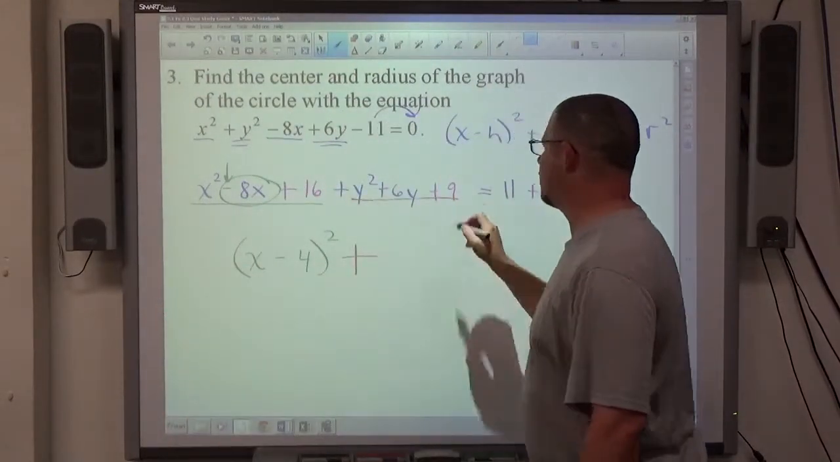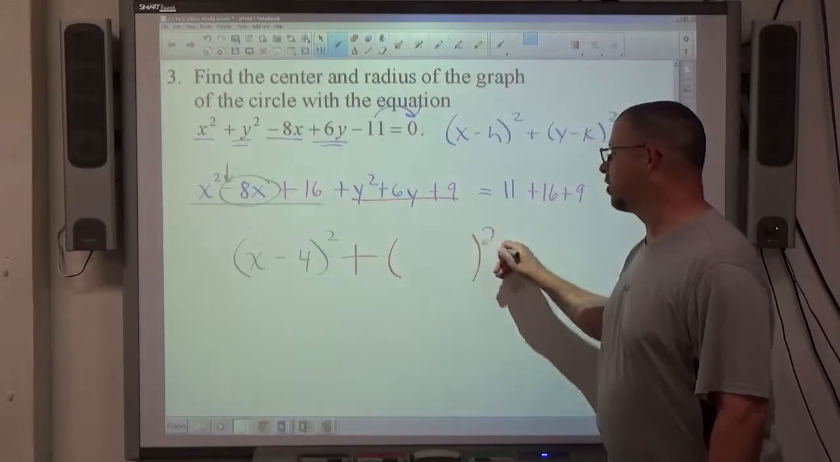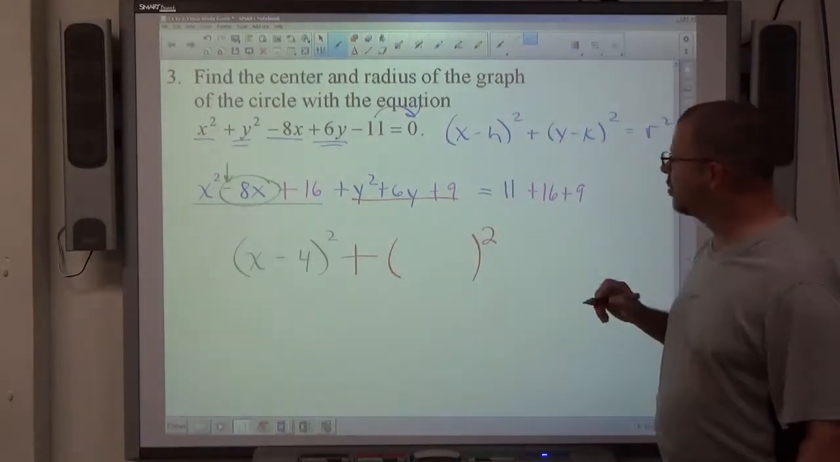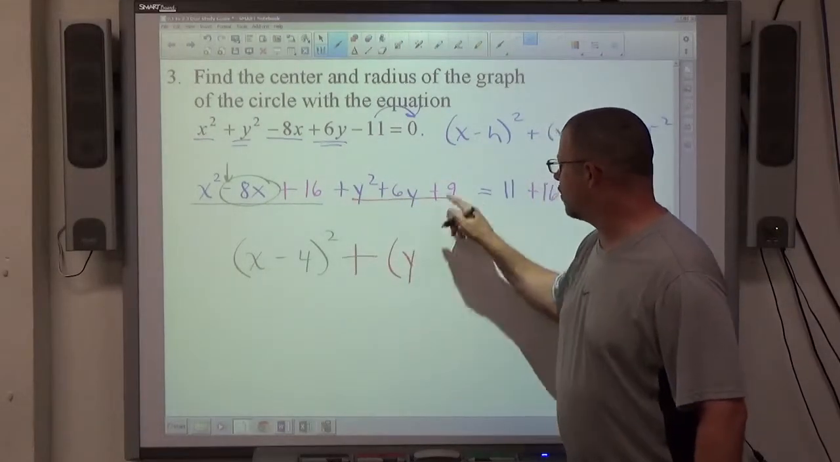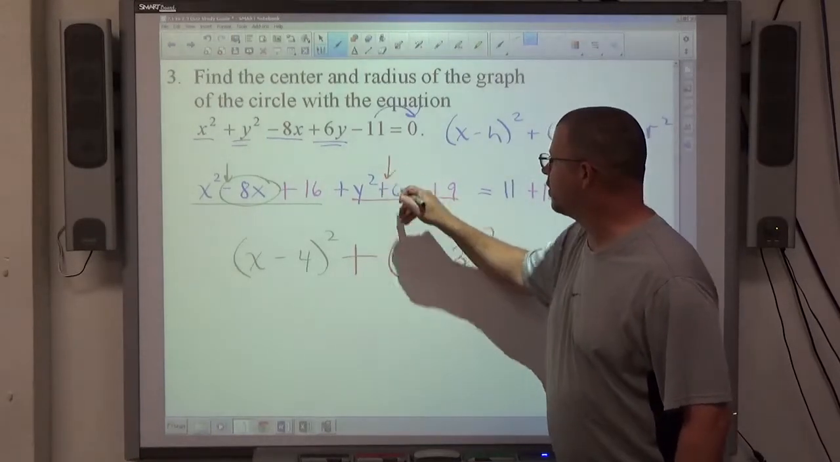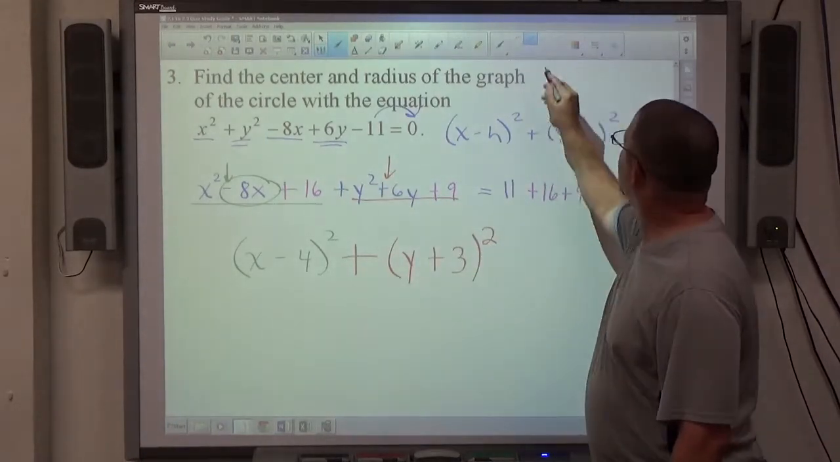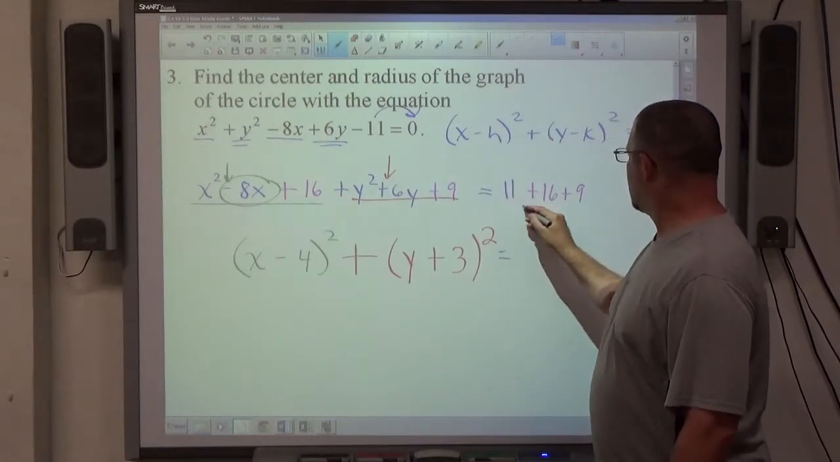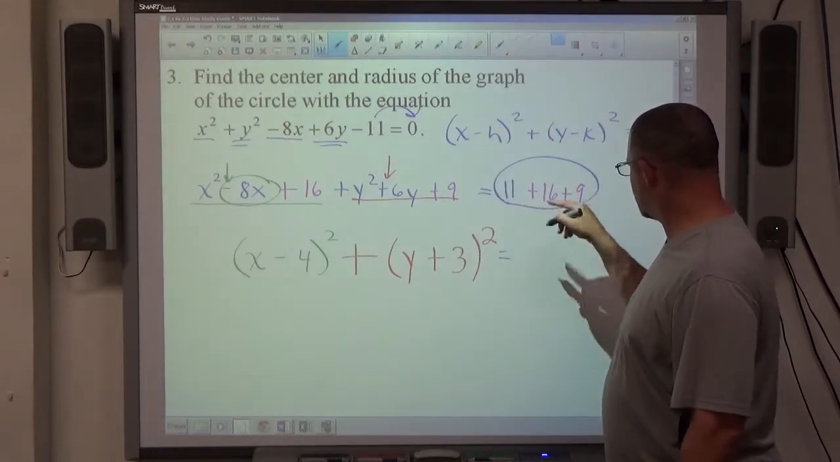And here's my y expression. Once again, a perfect square trinomial. So I'm expecting a perfect square, parentheses squared. The square root of y squared is y. The square root of 9 is 3. And the sign in front of 6y is positive, so I put plus. Equals, and then all this stuff adds up to 36.